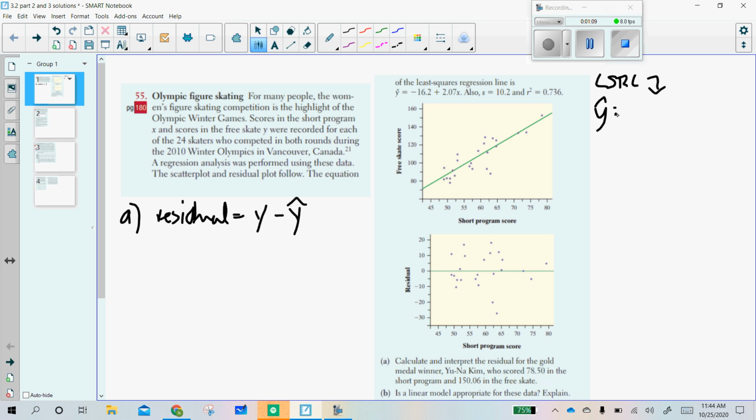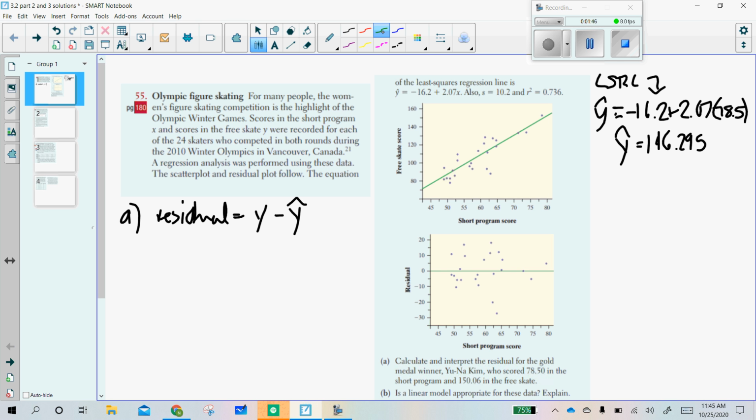if I am trying to use the information I was given, remember the short program score was X. So I'm going to have negative 16.2 plus 2.07 times X, and in the problem it says that we have a score of 78.5 as the free skate, or sorry, the short program. And so for Y hat, I end up getting 146.295.